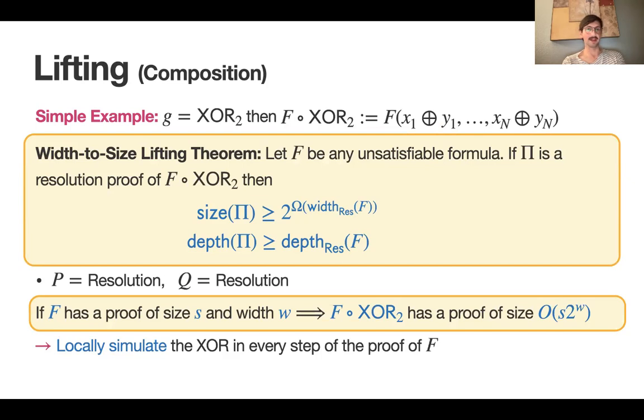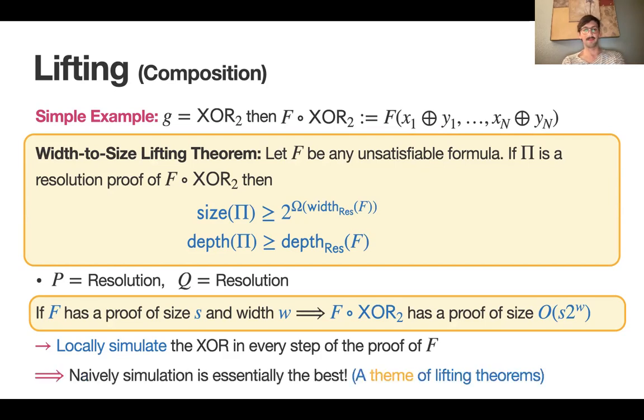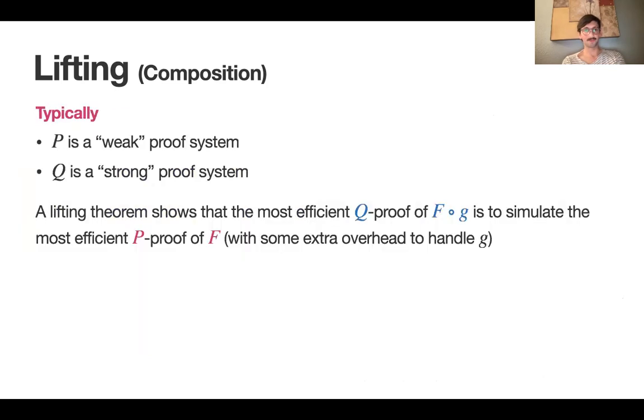And you can show this just by simulating the proof of the uncomposed function to prove the composed function, where at every step, you just locally simulate each XOR. So the upshot is that the naive simulation is essentially the best: just simulating the proof of F, but at every step, dealing with the XOR. And this naive simulation being the best is kind of a general theme of lifting theorems. We'll come back to this.